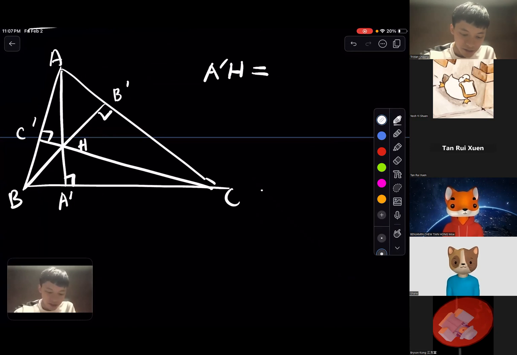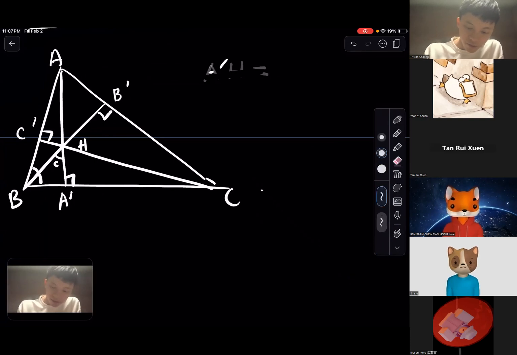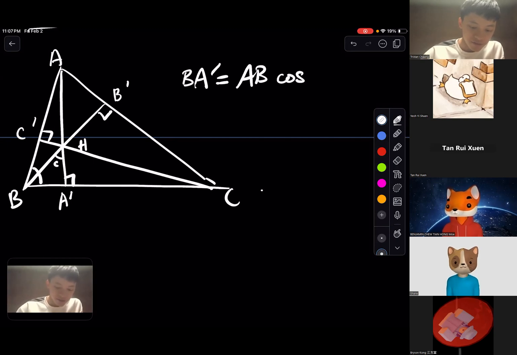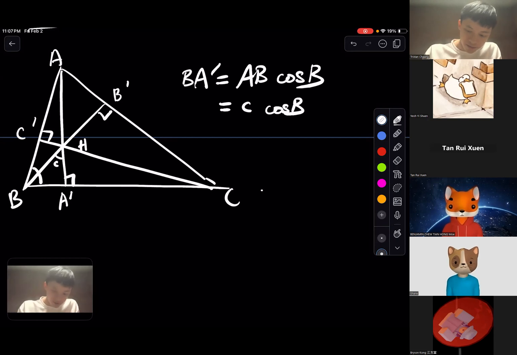So we can do angle tracing here. This is C, so this is also C, the angle. This is B. Okay, let's start off with BA prime first. BA prime is going to be AB times cosine of B. AB times the cosine of B. So it's actually just C cosine B. So this is C cosine B.